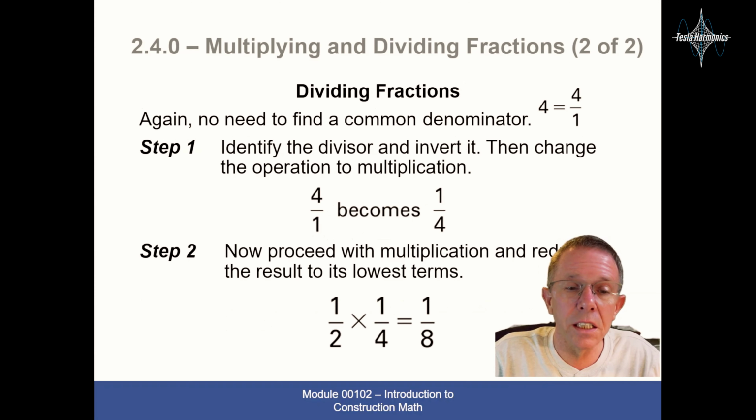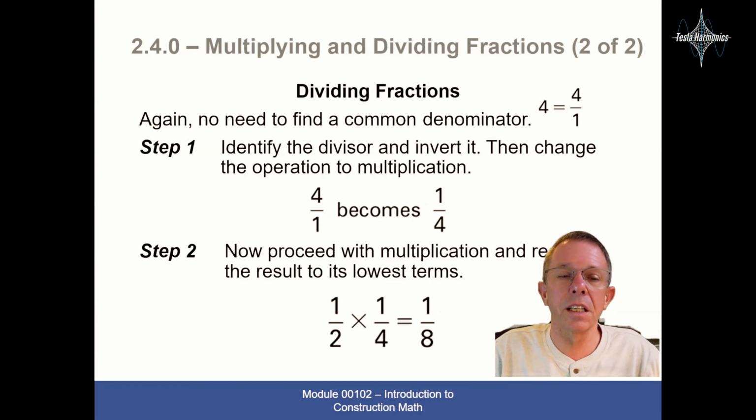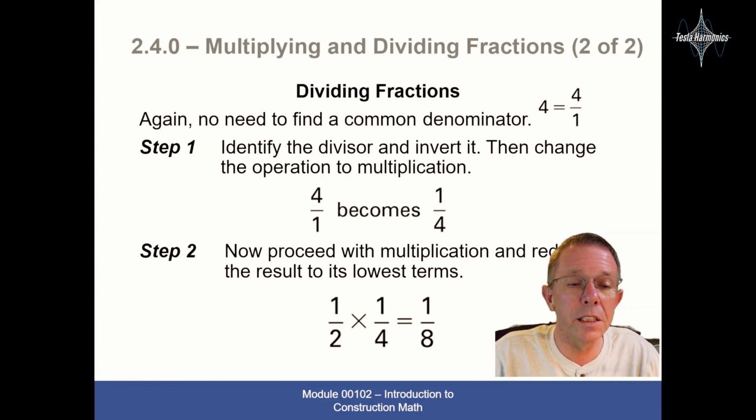Multiplying and dividing fractions. Dividing fractions, again, no need to find a common denominator. Step 1, identify the divisor and invert it, then change the operation to multiplication. Step 2, now proceed with the multiplication and reduce the result to its lowest terms.